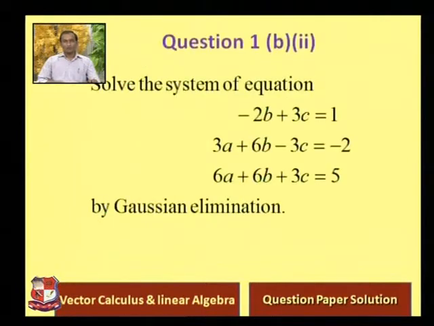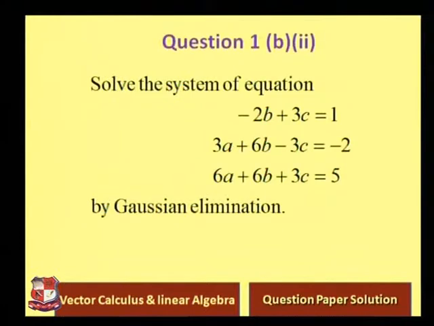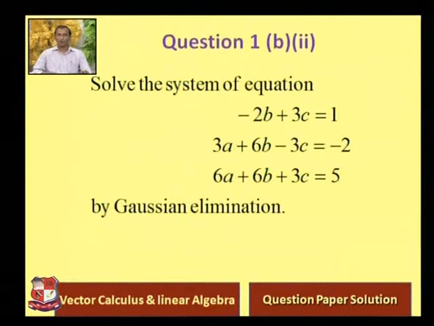Now the next question is question number 1b2. That means a sub question of question number 1b. Solve the system of equations. Here the given system of equations has variables a, b and c, and three equations. First is minus 2b plus 3c equal to 1, 3a plus 6b minus 3c equal to minus 2, 6a plus 6b plus 3c equal to 5, by the Gauss elimination method.